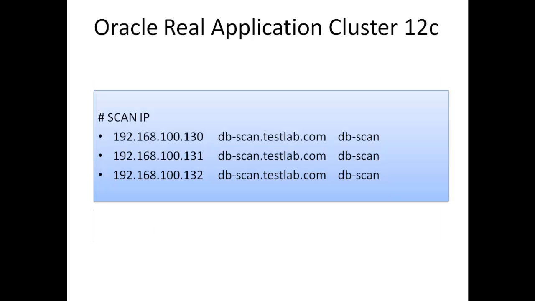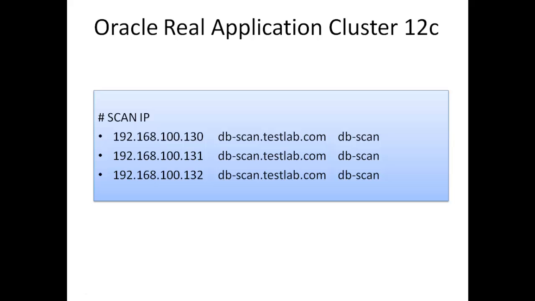A very important concept that was brought forward from 11.2 onward is SCAN, Single Client Access Name, which is the network gateway of the Real Application Cluster database. In earlier versions of the database, all the work had to be done with virtual IPs. But here, the virtual IP is not actually accessed through TNS. TNS only accesses the SCAN IP.